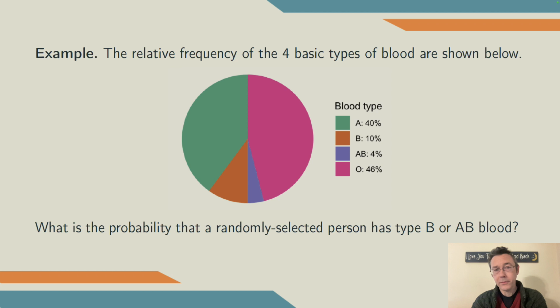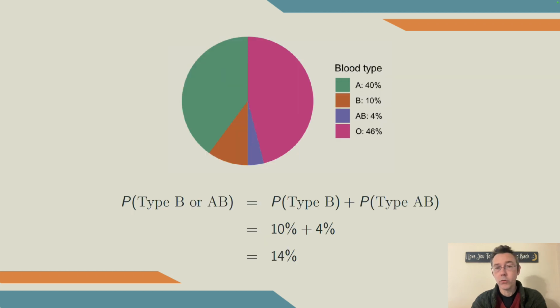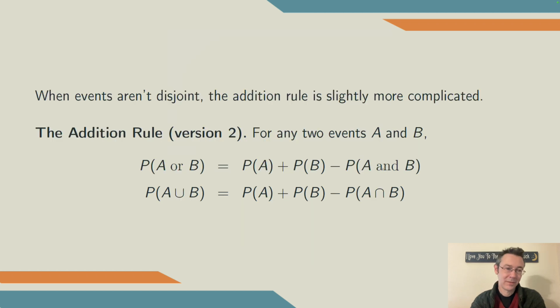Here's another example. It's a good place to pause the video and do it on your own before moving on. The relative frequency of 4 basic blood types are shown below. So here I've ignored the RH factor, positive and negative. What's the probability that a randomly selected person has type B or type AB blood? So once again, these are disjoint events. They can't both occur. You have one type of blood only. And so we just add the individual probabilities. We add 10% and 4% to get 14%.